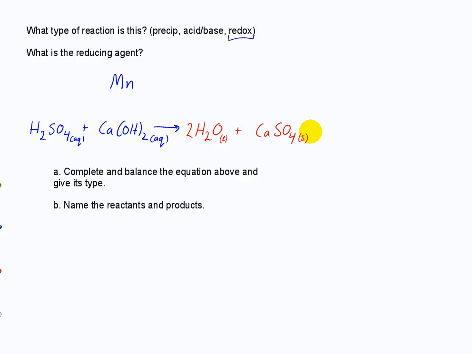What type of reaction is this, by the way? Mainly it's an acid-base. It's also a precipitation, but the driving force is really the acid-base reaction. You've got sulfuric acid, and what's this one called? Calcium hydroxide, and what's this called? Water. Good, and this is calcium sulfate, right. So you basically switch them and you've got an acid-base reaction.